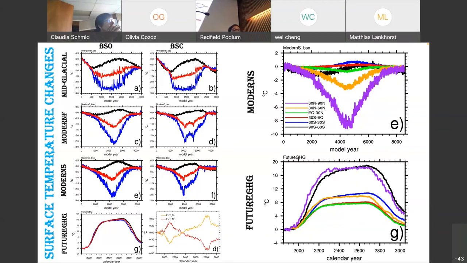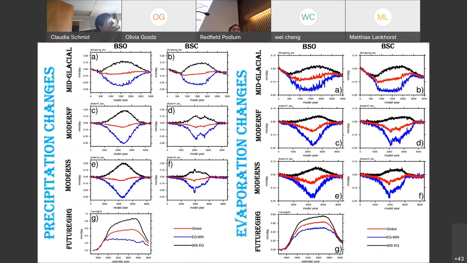Next, let's quickly look at the change of the hydrological cycle, the precipitation and the evaporation. The change here is basically the same. The northern hemisphere precipitation and evaporation decrease, and the southern hemisphere increase. Comparing the freshwater forcing experiment and the greenhouse gas forcing experiment, this change also agrees with each other. That means for the future greenhouse gas forcing, the hydrological cycle is intensified for both hemispheres, but this intensification is larger in the southern hemisphere than the northern hemisphere.